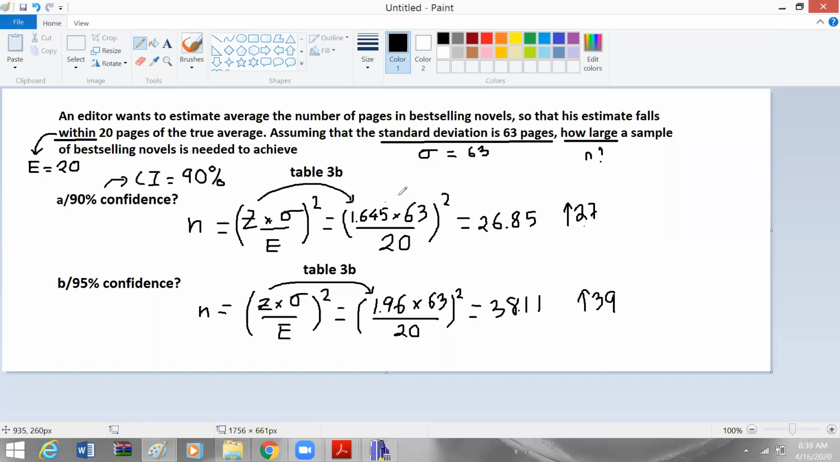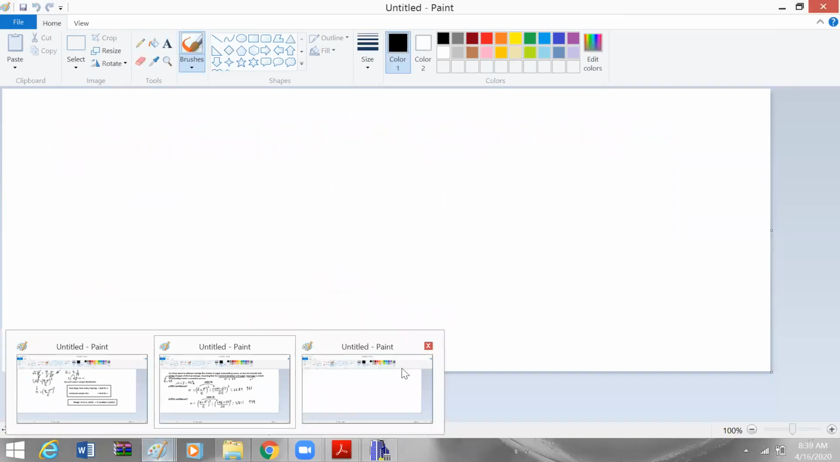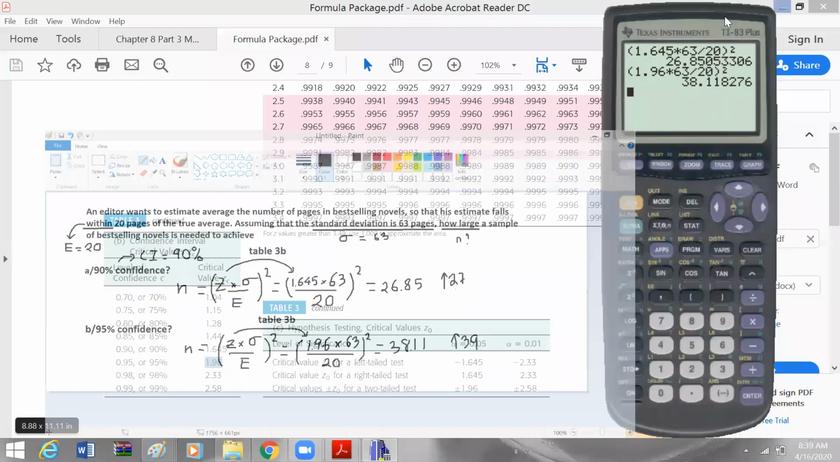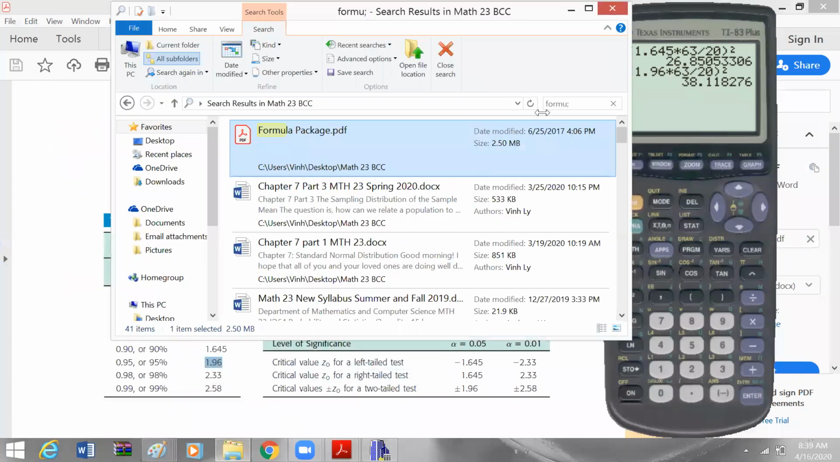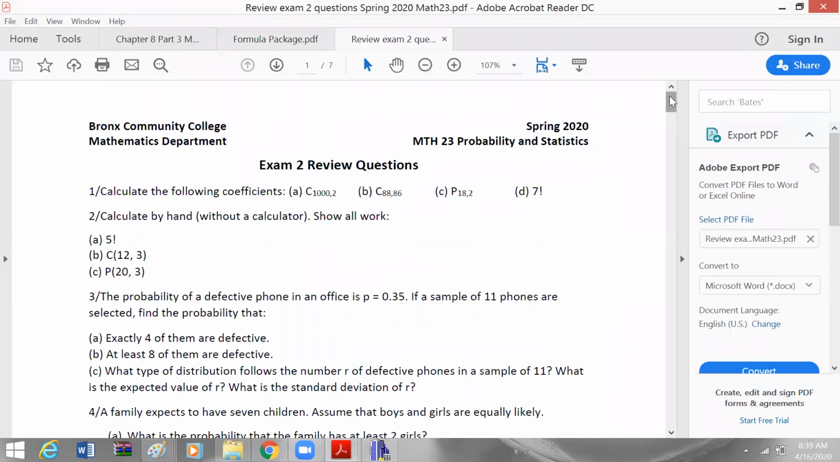We're going to do a few more questions, and then we're going to go over the exam 2 review. Remember, the exam 2 review will be next Thursday, so that'll be a week from today. Let me just pull out the exam 2 review, and I'll let you know what it is. So the exam 2 review for the spring is what we have right here.